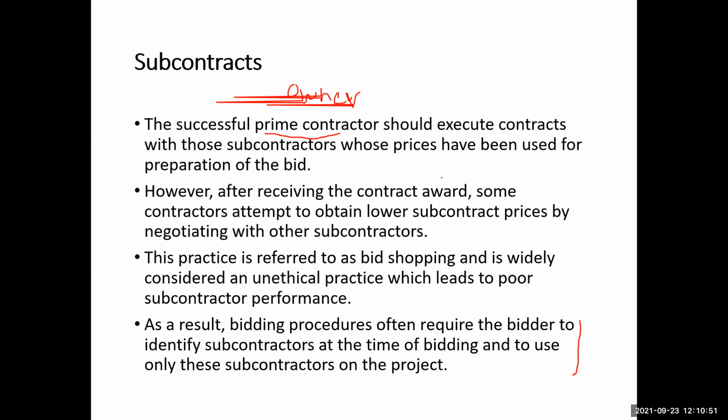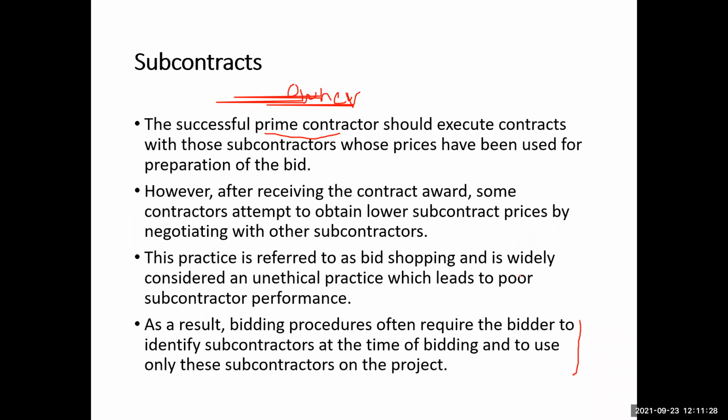Okay. Professor, I have a question. Yes. My question is, where does this type of bid shopping commonly happen, in government or in private companies? It can happen anywhere. For example, if during the bidding process it is not mentioned whose prices have been included or who the potential subcontractors are, then it can happen.